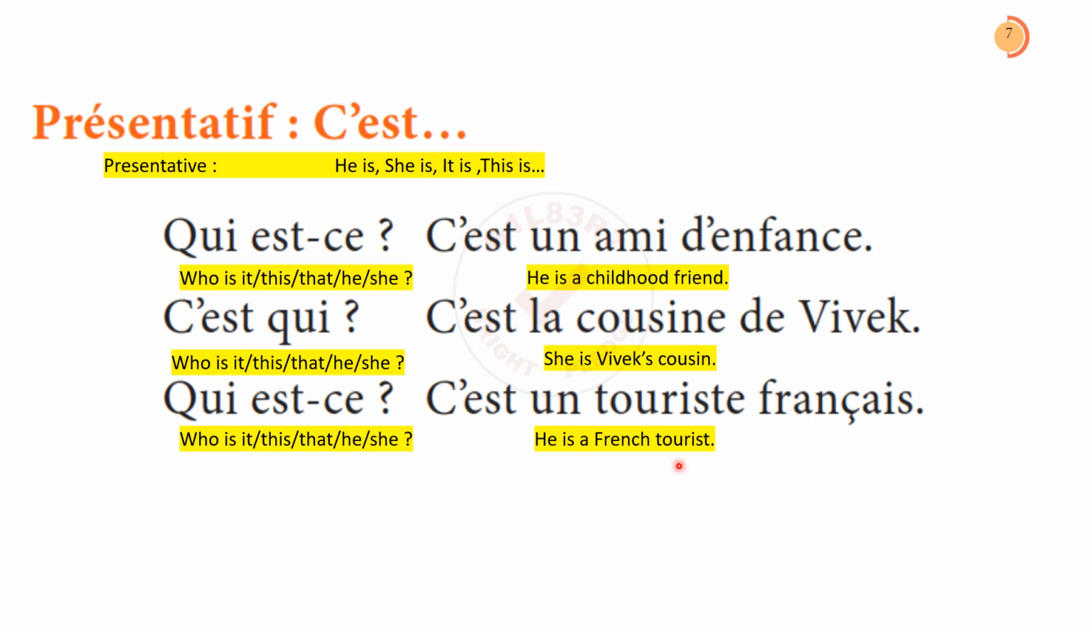Alright. So how am I identifying whether it's a he or she? So you can see here first un ami, right? So we know that UN is used before a masculine noun. So that's why I identified it as a he. Similarly, la cousine, feminine. So I'm identifying the subject as she. Similarly, un touriste, UN again for masculine, so that's why I've identified it as he.